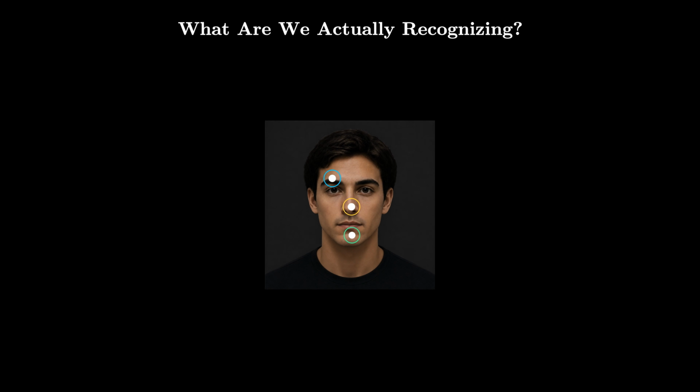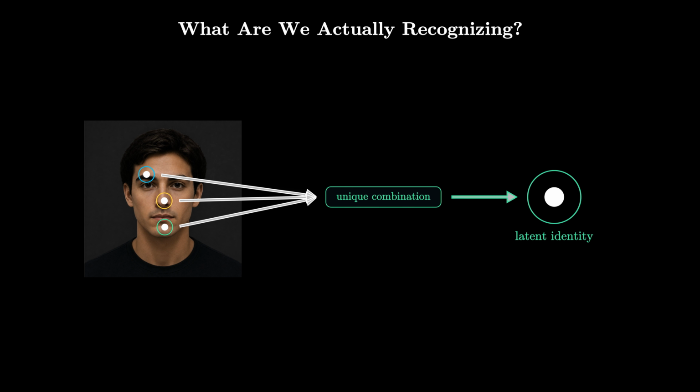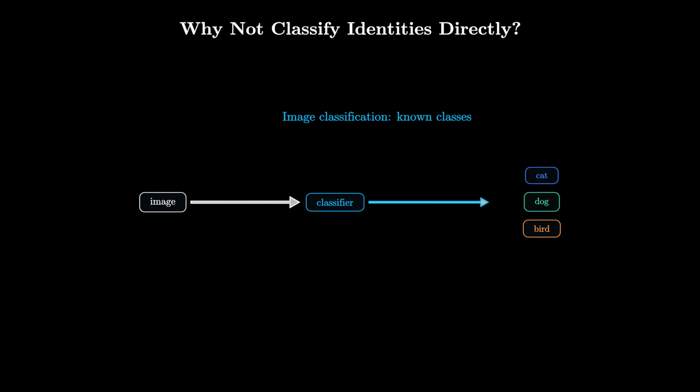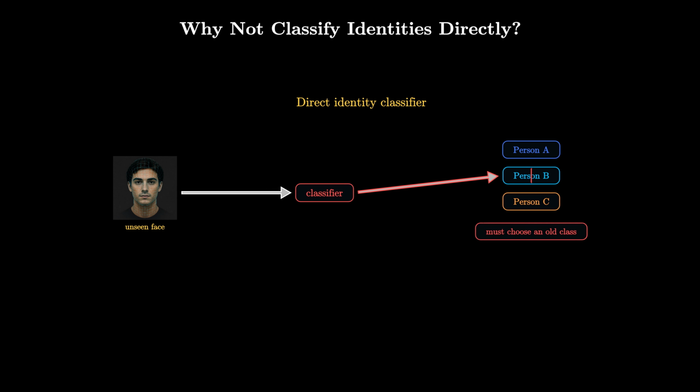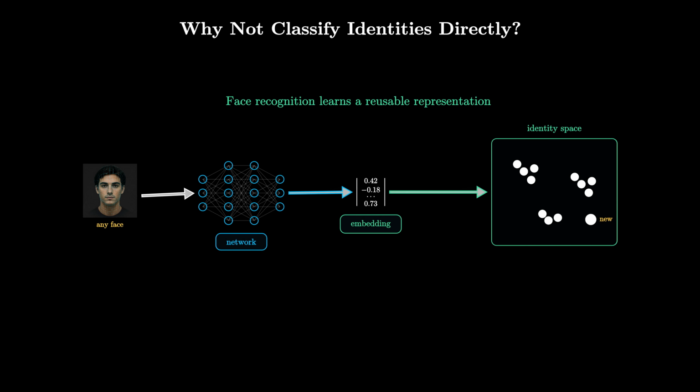Identity is not stored in one single feature like the eyes, nose, or mouth. It comes from the combination of many facial characteristics. A modern face recognition system must learn how to convert a face image into a stable representation of identity. To understand how ArcFace improves this representation, we first need to look at the overall pipeline.